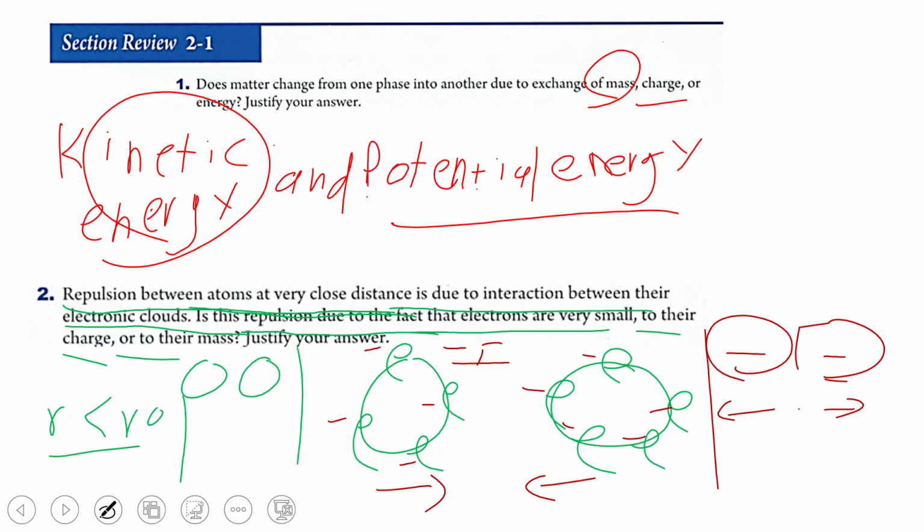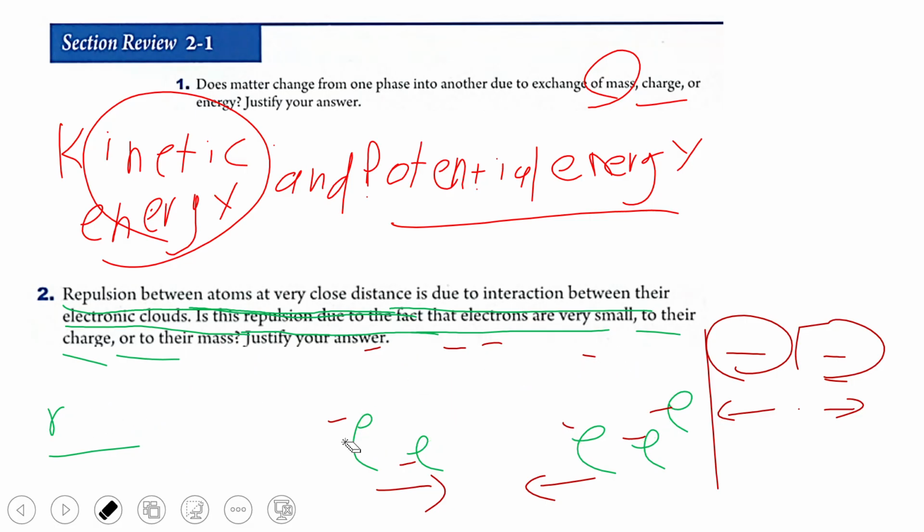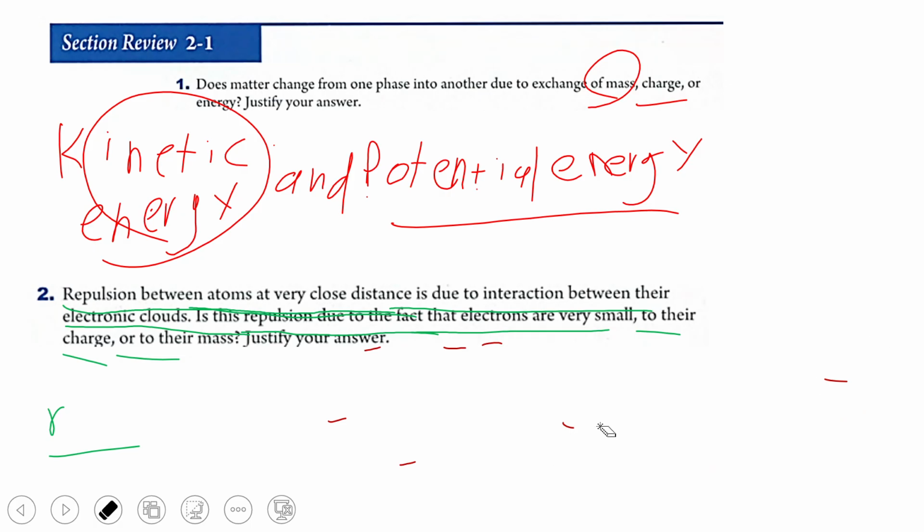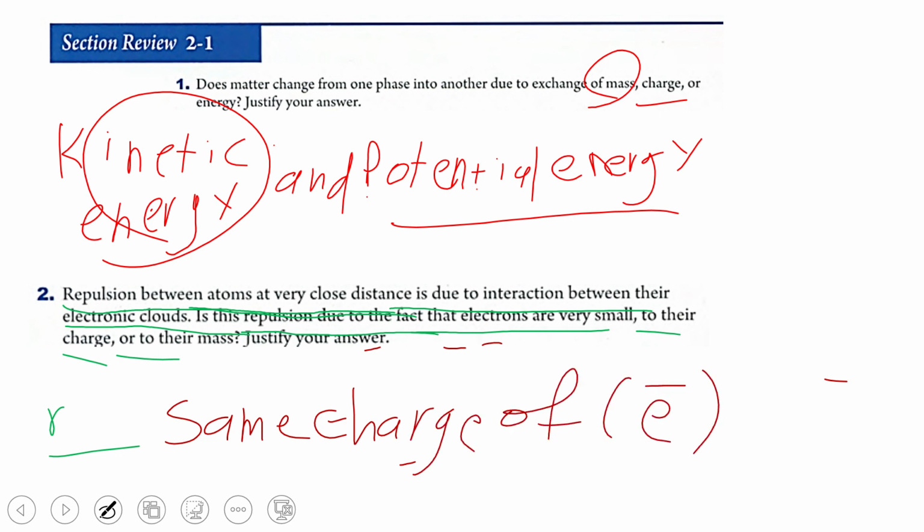So the answer, let me write the answer. The answer is that there is a repulsion force interaction between the same charge of the electrons. They have negative electrons, and because they have the same charge, repulsion will happen. Not because of the mass and not because the electron is very small. No, because of the charge, the sign is negative. Okay.